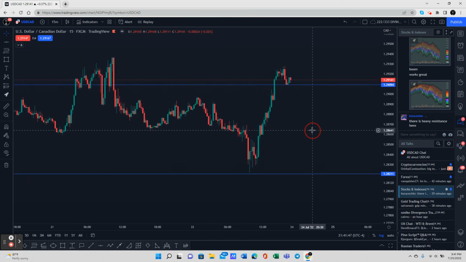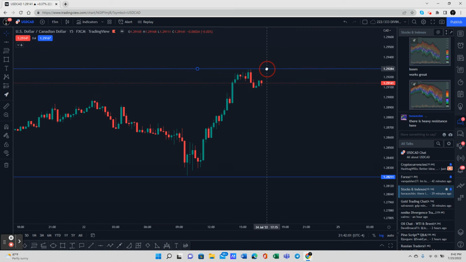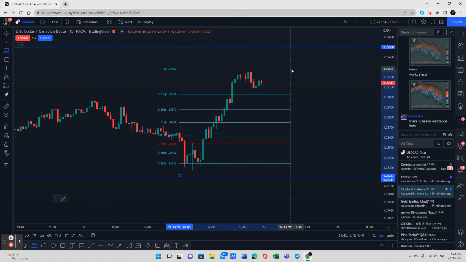So this could be an easy setup for tomorrow where we really would just want to watch this level right here and see if it breaks. It's a little minor area right here, but for the most part, what we want to do is actually measure this whole entire move. And we want to be able to do this. Let me turn the music down for y'all.